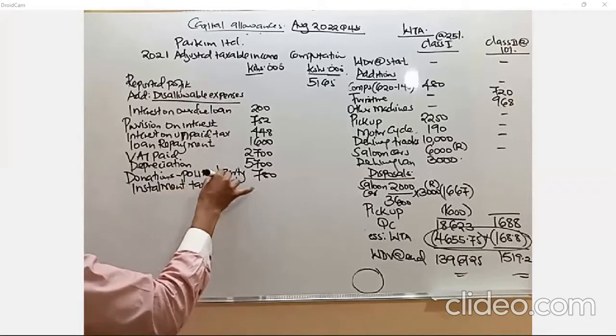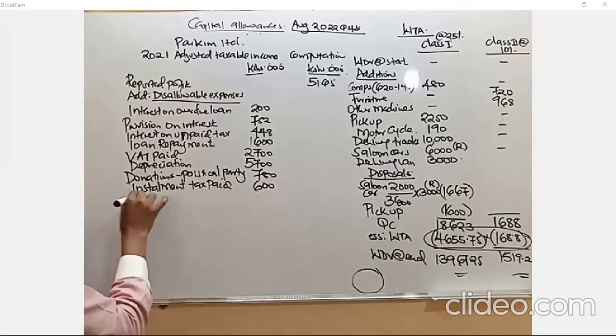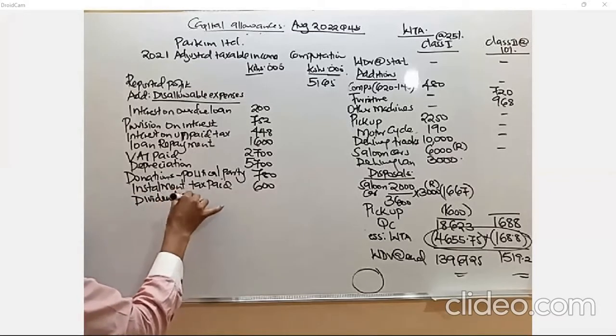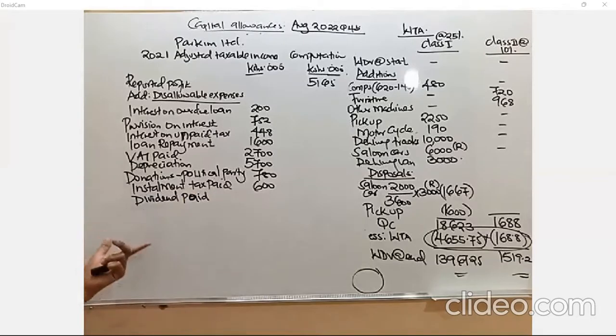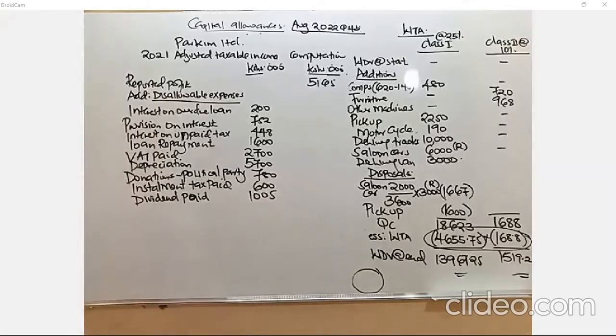So installment tax paid amounts to how much? The installment tax paid amounts to 600. 600, right? Do you have anything else? Installment tax paid. We have things like dividends paid. When you are calculating the payment of dividends, Mr. Choi, the dividends are normally paid after you realize your profit after taxes. So they are not part and parcel of your expenses. So this translates to 1,005. Nothing else we should be putting up there.